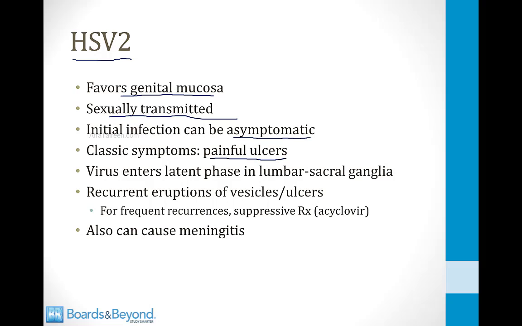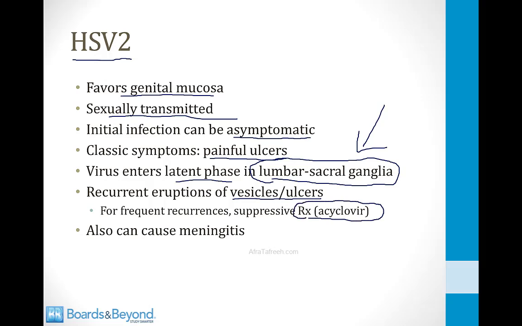This virus likes to enter a latent phase and hide in the lumbosacral ganglia. So this is another high-yield fact to remember. This is where it hides between eruptions. The recurrent eruptions, as I said before, look like vesicles and ulcers in the genital area. Sometimes they can also be in the anus. And some people have frequent recurrences, so they will take suppressive therapy, for example, with acyclovir. So even though they're asymptomatic, they'll take acyclovir every day to decrease the likelihood that they'll have a flare-up.